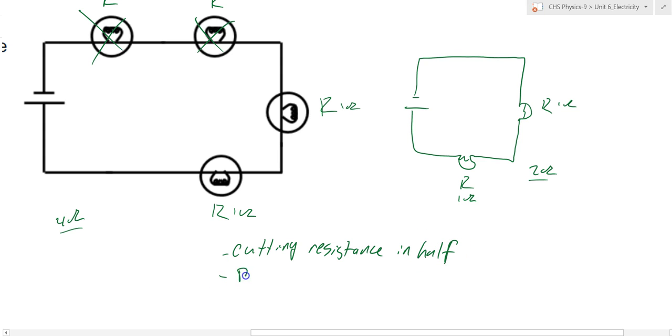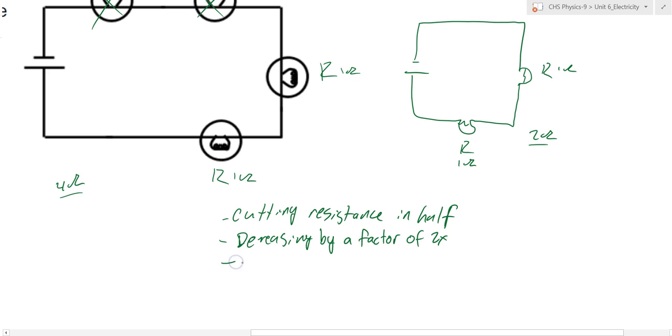You can think of that as decreasing by a factor of 2 times, or changing by a factor of 1/2. Okay, so either of those 3 things, that's really what we're doing here. We're cutting the resistance in half, decreasing by a factor of 2 times, or changing by a factor of 1/2.